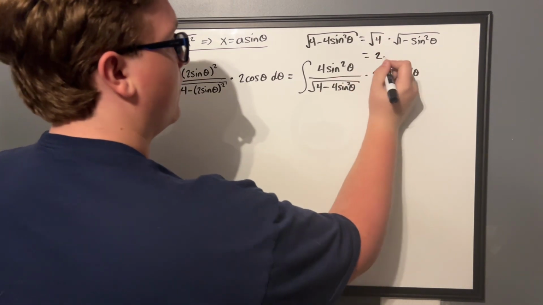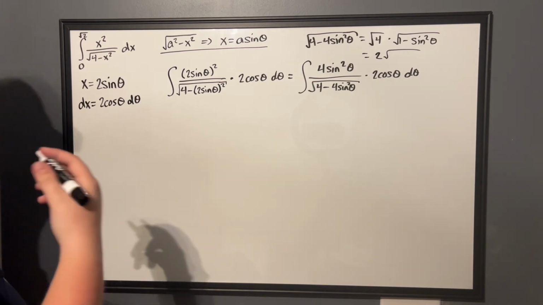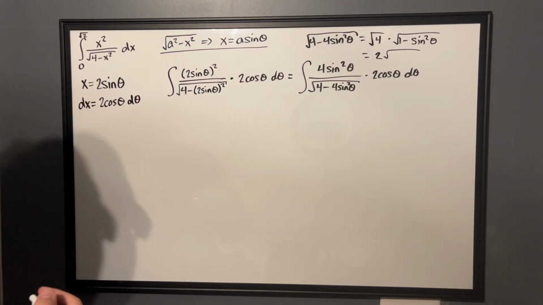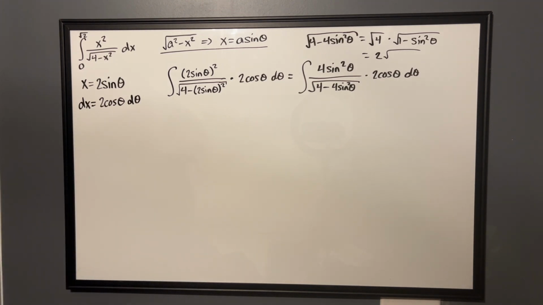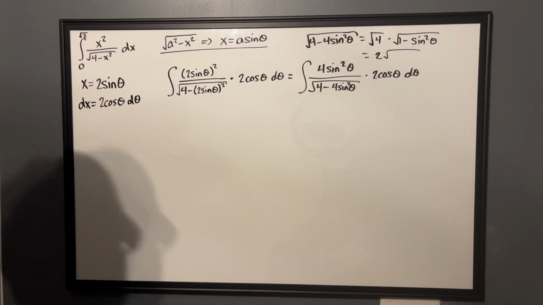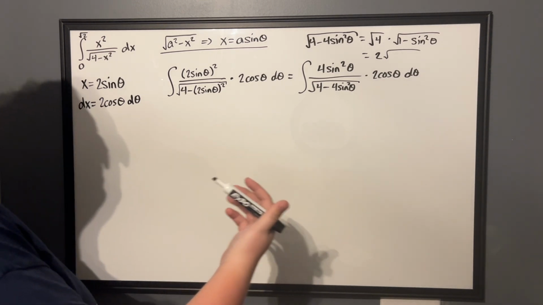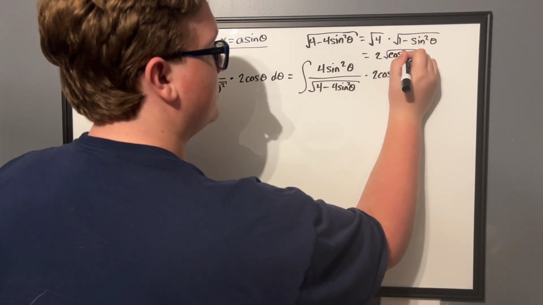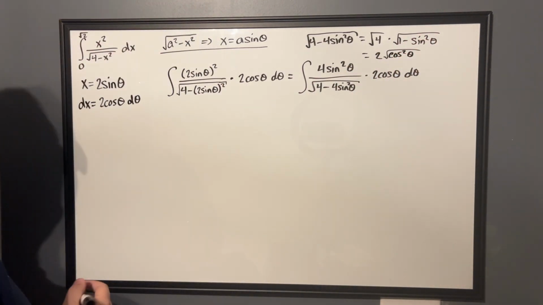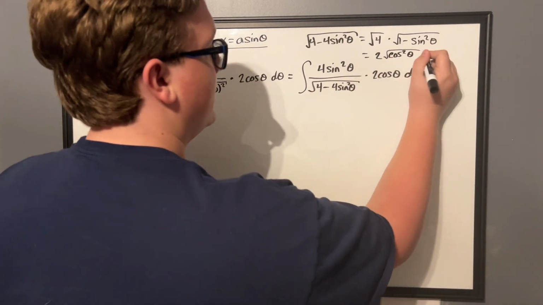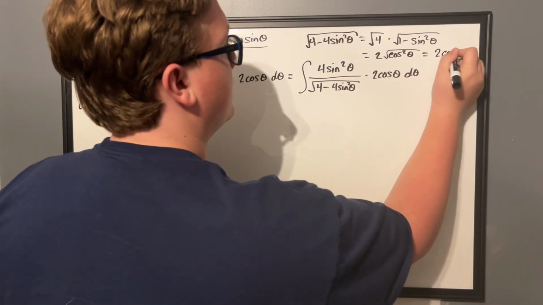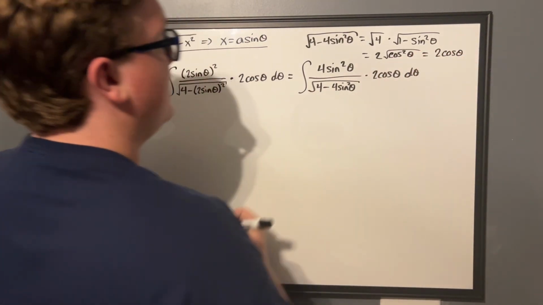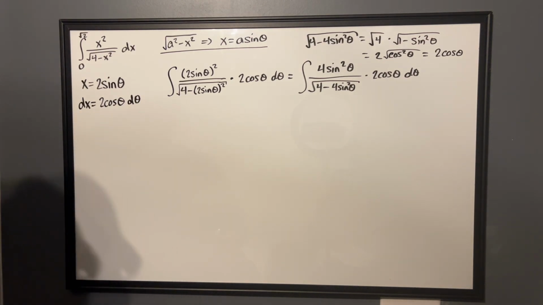Now, what is the square root of 1 minus sine squared theta? Well, there's an identity that can help us out here. We know that sine squared plus cosine squared is equal to 1. Because we know that, if we subtract sine squared to the other side, we can say that this is actually equal to cosine squared theta. And of course, the square root of cosine squared theta is just going to be cosine theta. So we have 2 cosine theta, and that is going to be the simplified version of our denominator here.